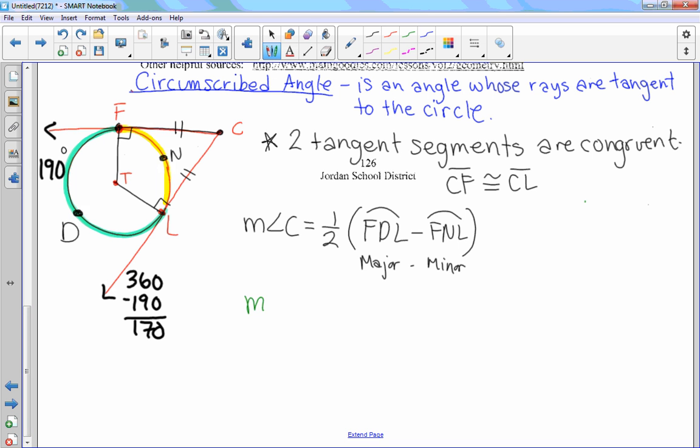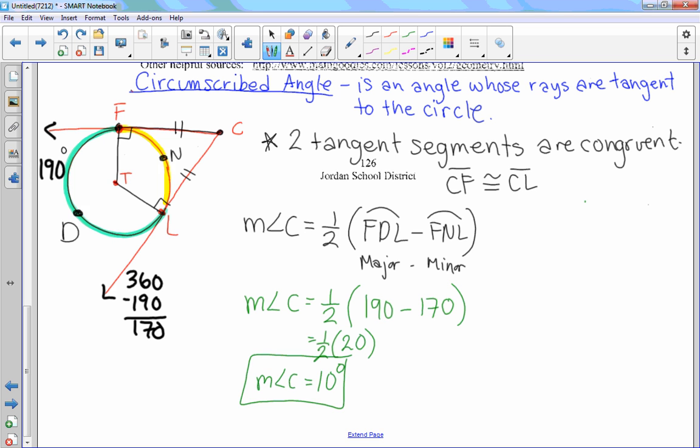The measure of angle C would be half the subtraction of the two, or the difference. 190 minus our minor arc, 170. What is 190 minus 170? 20. So half of 20 is 10. So our angle would be 10 degrees.